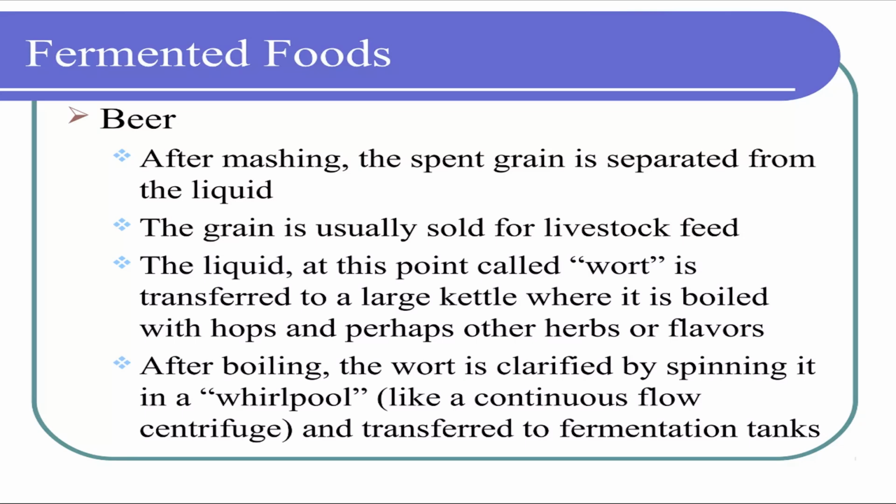The liquid at this point, called wort, is transferred to a large kettle where it is boiled with hops and perhaps other herbs or flavors. After boiling, the wort is clarified by spinning it in a whirlpool, like a continuous flow centrifuge, and transferred to a fermentation tank.